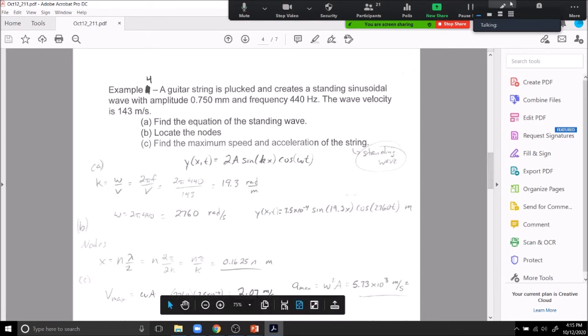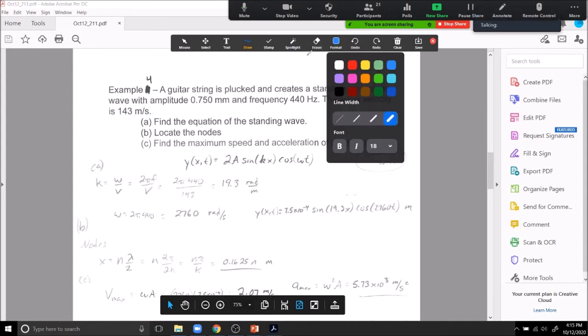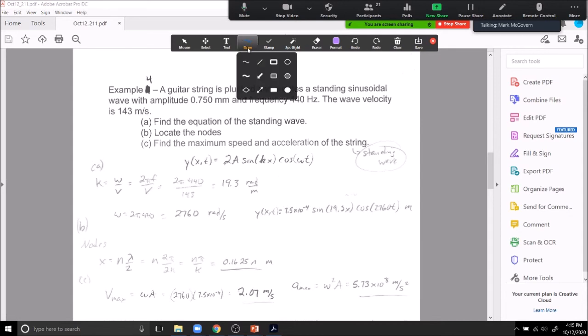Let me annotate this. Let's get a lavender in here. I'm loving the lavender right now. So the angular frequency is real straightforward. It's 2 pi times frequency. So we got that. That's the cosine 2760t here. And then we go back here to look at what the wave number is. It's omega over v, so 2 pi f over v. V is 143. So all these numbers compute to 19.3. So that's my function down here.